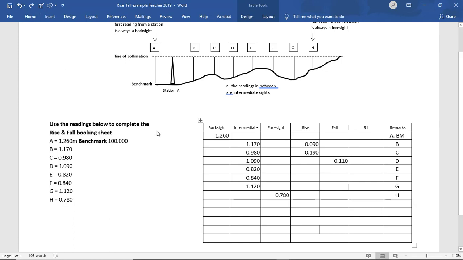Our next one's different. We have 0.98 minus 1.090, and that gives us a negative number. So when you get a negative number, it's a fall. It goes in the fall column. Okay, and then we just complete the rest of these readings. That's a rise, a fall, which means it would have been a negative number, another fall, so it must have been a negative number, then a rise.